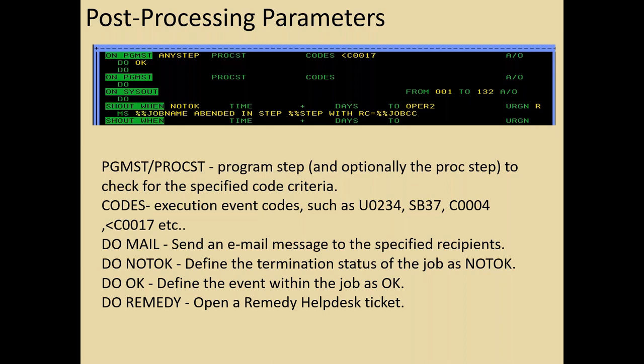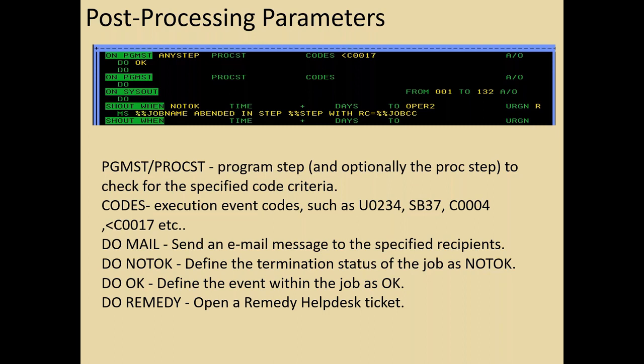Do mail, do not okay, do okay, or do remedy. Do mail plays an important role for priority 1 jobs, where the application support will get an email as soon as the job fails. So in do email, you have to give your application support group email details. So when the job fails in a particular step, that application team will get an email.